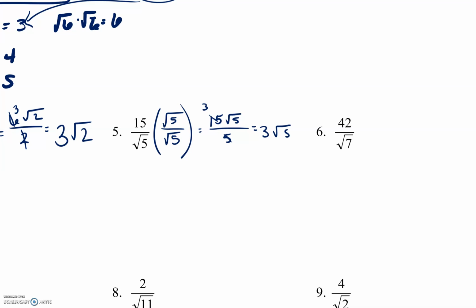All right, number 6. Denominator is square root of 7. We don't want the square root of 7 in our denominator, so we need to multiply by square root of 7. And we get 42 radical 7 over 7, but wait, there's more. 7 goes into 42 6 times, so our answer would be 6 radical 7.